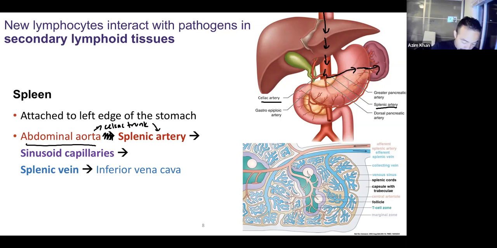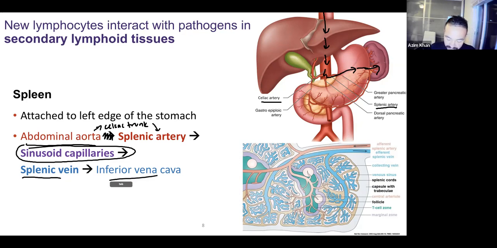Within the spleen, you have sinusoid capillaries. Recall that we have sinusoid capillaries here because the spleen is not only for searching for pathogens and filtering those out, but also for destroying old red blood cells, old erythrocytes. Both of those things happen here, and you need large capillaries to let erythrocytes into the spleen. When we exit, not shown here, we come out the splenic vein to the inferior vena cava.